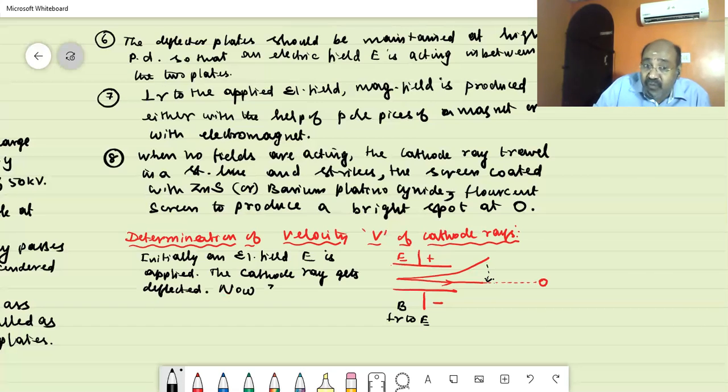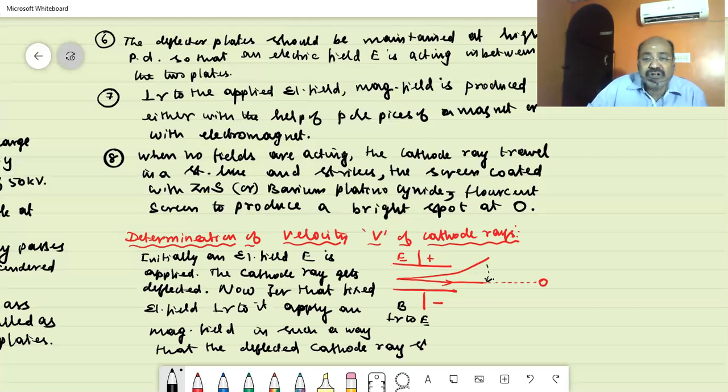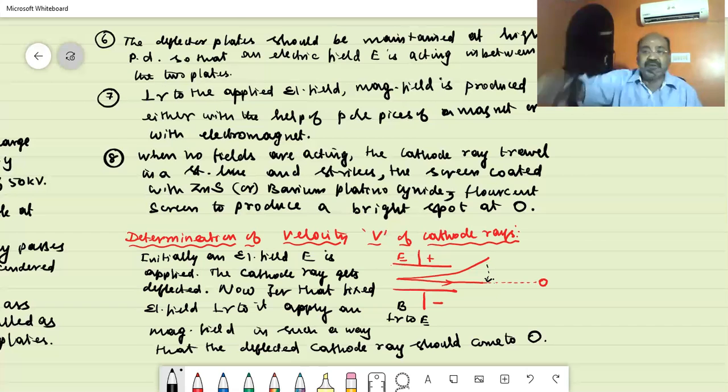Now, for that fixed electrical field, perpendicular to it, apply a magnetic field in such a way that the deflected beam of electron, or the deflected cathode ray, should come to its original position O.